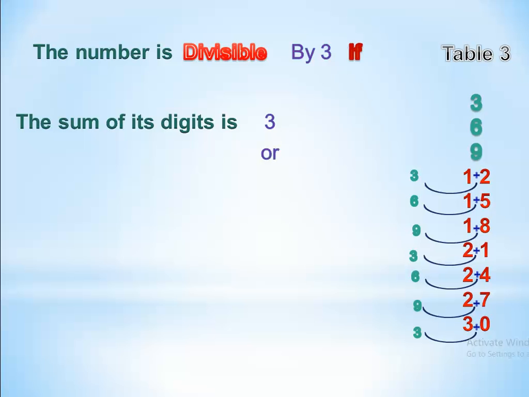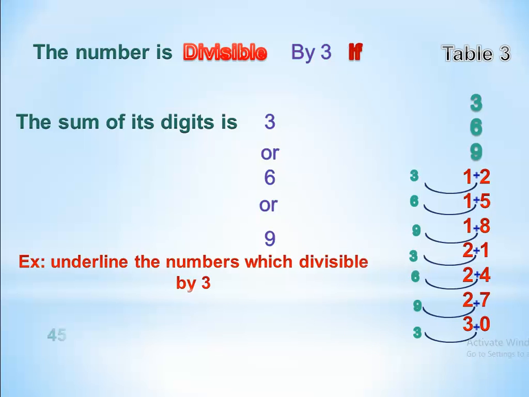Let's see the example. We must find the sum of the digits. 45, its sum equals 9. 53: 5 plus 3 equals 8. 516: 5 plus 1 plus 6 equals 12. We need to find the sum of 12 also: 1 plus 2 equals 3. 2130: 2 plus 1 plus 3 equals 6. So 45 and 516 and 2130 are divisible by 3.